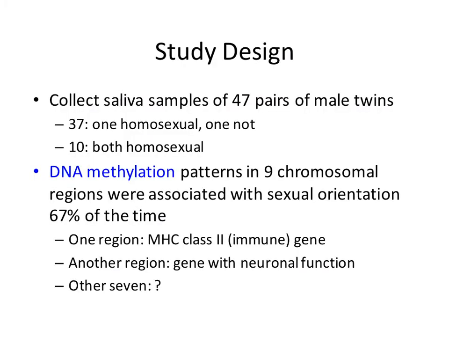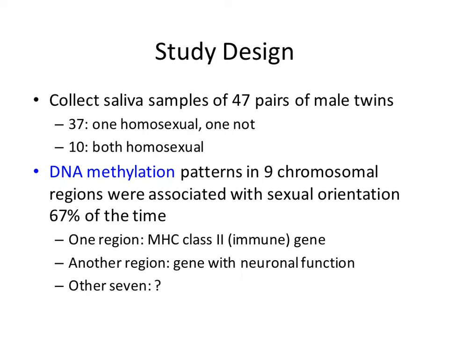They took 47 pairs of male twins, so 47 families, twice that number of twins, right, 94. In 37 of those pairs, one twin self-reported that he was homosexual, and one twin said not. And in the other 10 pairs, both twins self-reported as being homosexual.